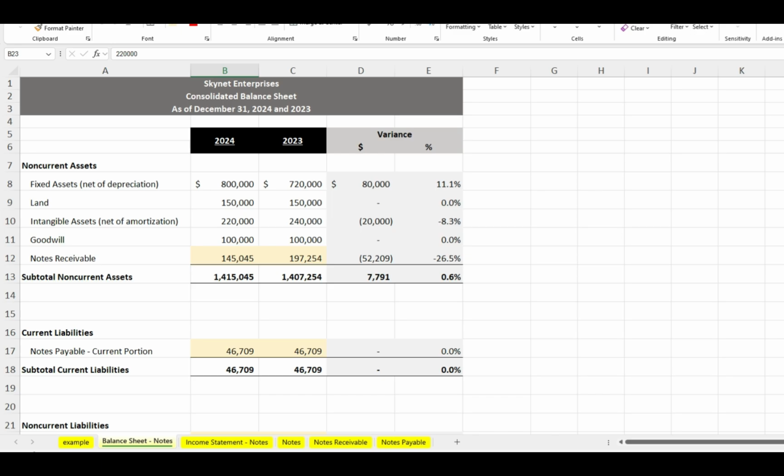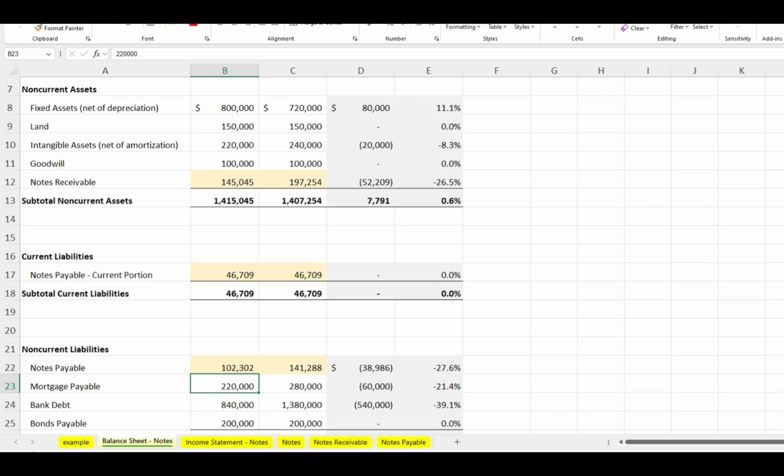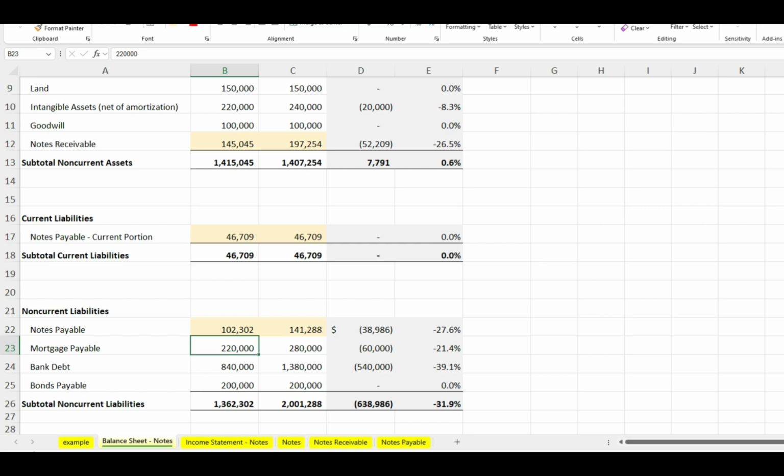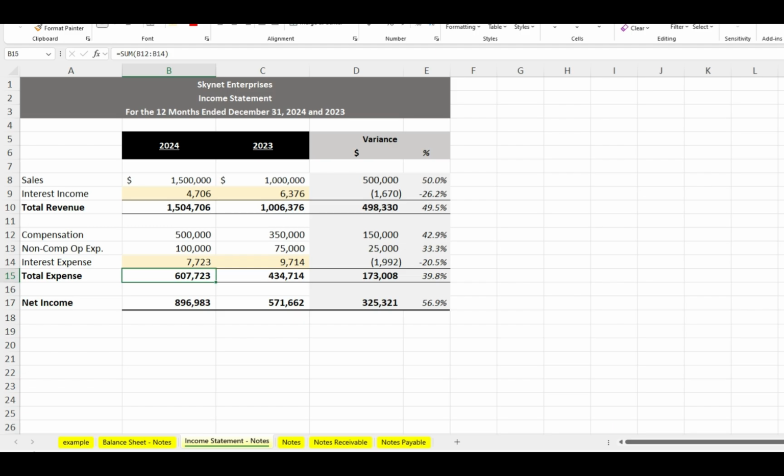On the flip side, in the liability section, we have notes payable. This is where we borrowed money. We owe money to people. We're expecting to pay money from our cash account to pay off these loans, and we're going to be paying interest along with paying back the loan as well. Same concept, just the opposite side of the balance sheet, and has different effects on the income statement. Notes receivable will generate interest income. Notes payable will generate interest expense.